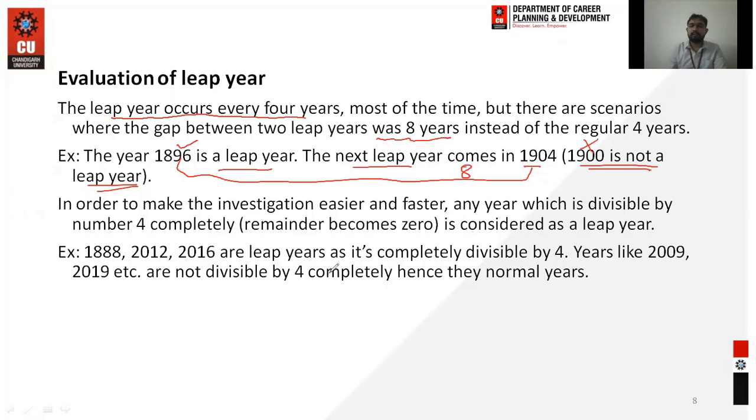In order to make our calculations easy, when we take a year and divide it by 4, we get, in this case, a remainder of 2. So it will be a non-leap year. If I get a remainder of 0, I will say that it is a leap year. So one of the easiest ways is this: take the year divided by 4. If the remainder is 0, then it is a leap year, else no leap year.